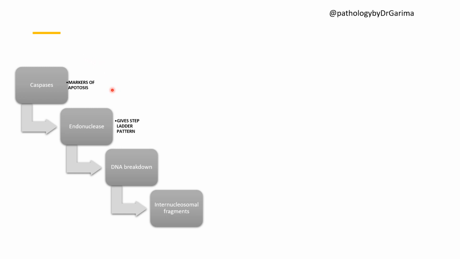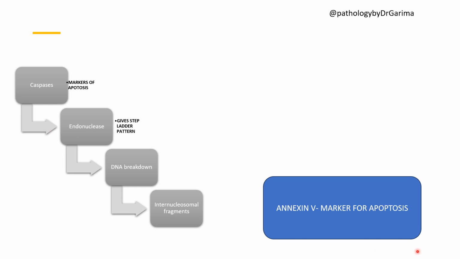So this caspase, via endonuclease, initiates a DNA breakdown into internucleosomal fragments. Now this endonuclease enzyme is what gives a stepladder pattern of the apoptotic tissue in an agarose gel electrophoresis. To understand this better, I will show you a picture in a minute. One thing before I show you the picture, it's very important to remember that apart from caspases, annexin 5 is also an important marker for apoptosis.